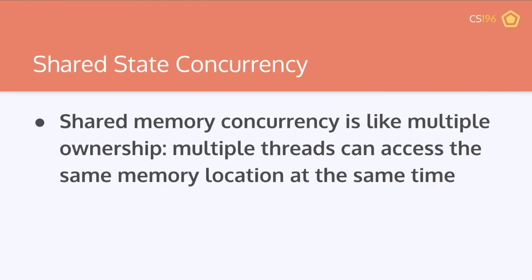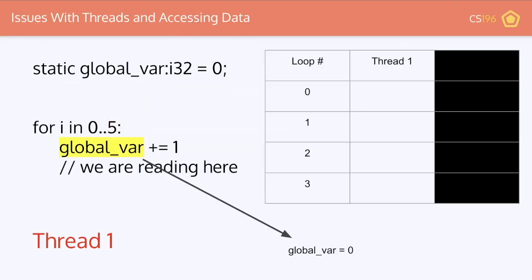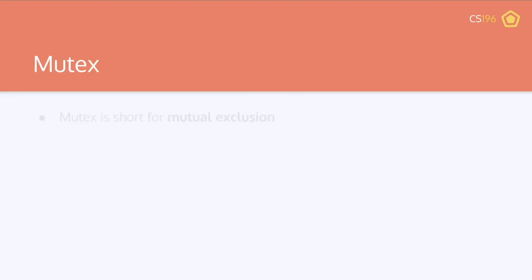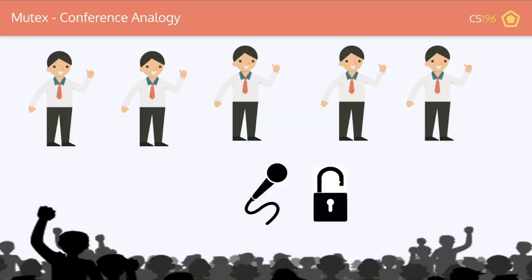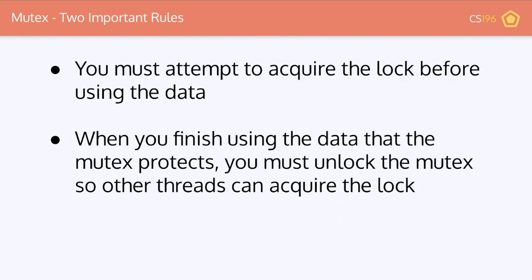All right. So let's jump back to where we were. Just a recap of the two important mutex rules: you must attempt to acquire the lock before using the data, and secondly, when you finish using the data that the mutex protects, you have to unlock the mutex so other threads can acquire the lock. Because of the complexity that comes with multi-threaded programming, it's often difficult to follow these rules, but Rust helps us get past the complexity and helps us prevent deadlocking. And we're going to talk about that now.